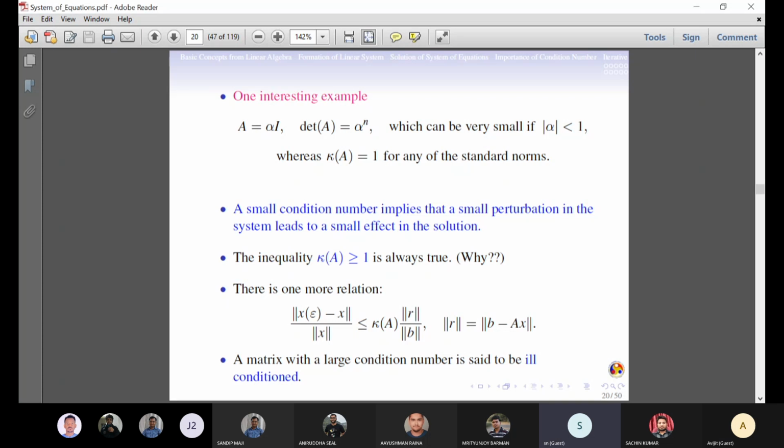But here the convergence is guaranteed, and in general we may not always get a symmetric matrix. That is the reason we have the biconjugate gradient method. There are a lot of variants of the conjugate gradient. And then we have GMRES, generalized minimum residual. They are all applicable even for non-symmetric matrices.